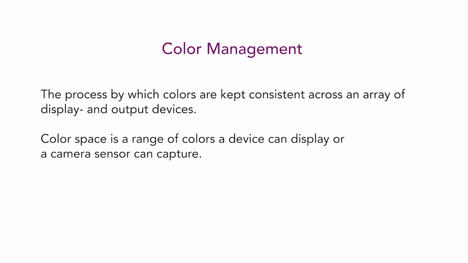A color space is a range of colors a device can display or a camera sensor can capture. A color space will use a color model. A color model is a set of primary colors. Digital video and digital imaging uses RGB, or red, green, blue. Equal amounts of red, green, and blue produce gray or white. RGB is additive. If you use the maximum intensities of red, green, and blue, you get white.